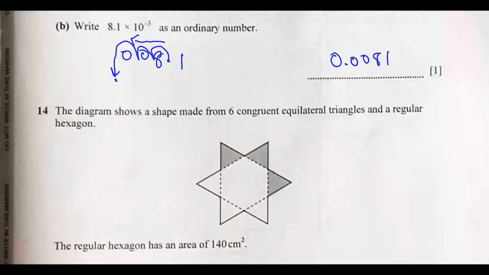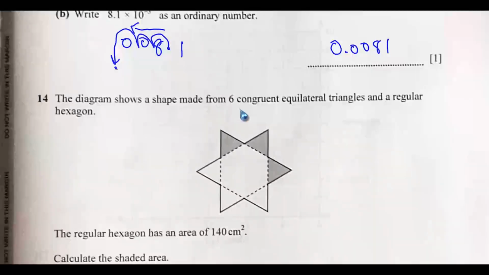The diagram shows a shape made from 6 congruent equilateral triangles and a regular hexagon. The regular hexagon means that this side, this side, this side, this side, this side, and this side are equal. Another thing is that we have equilateral triangles, so this side, this side, this side, all the three sides of the triangle are also equal. That is the implication of what we have here.